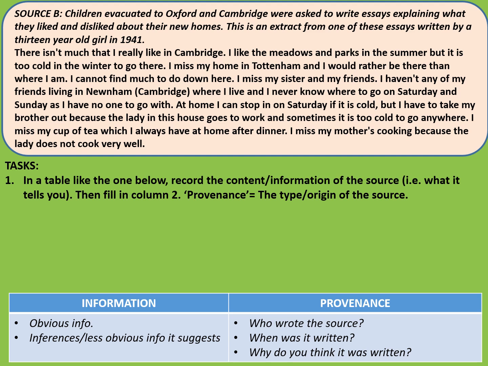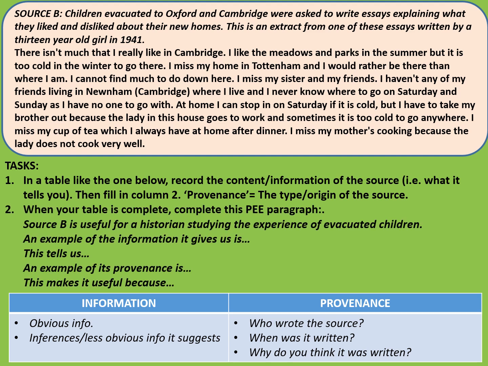Then for the provenance, who wrote the source? Have a look in the caption. When was it written? Have a look for any dates. And why do you think it was written? Look for the purpose of it. Once you've done that, you're going to do a short paragraph in a structured way, which will follow the usual point, example, explain structure, only with a couple more examples. You should start it like this.